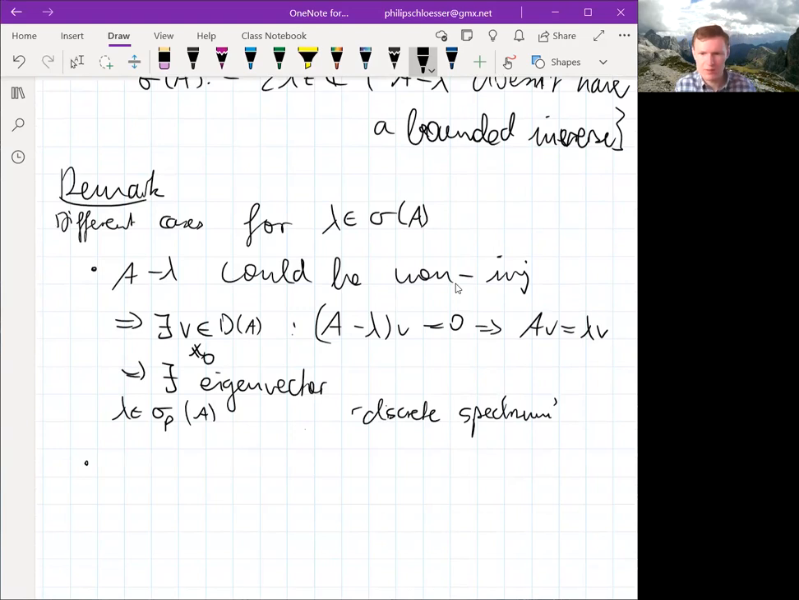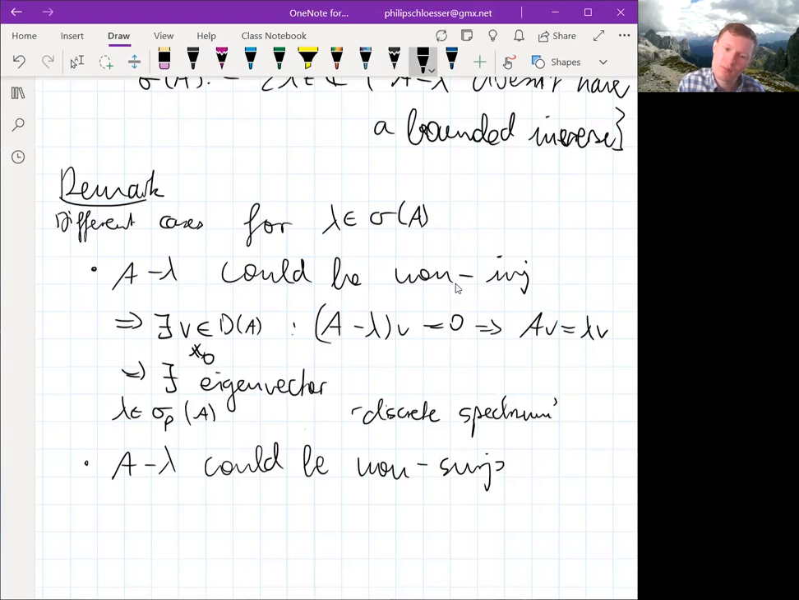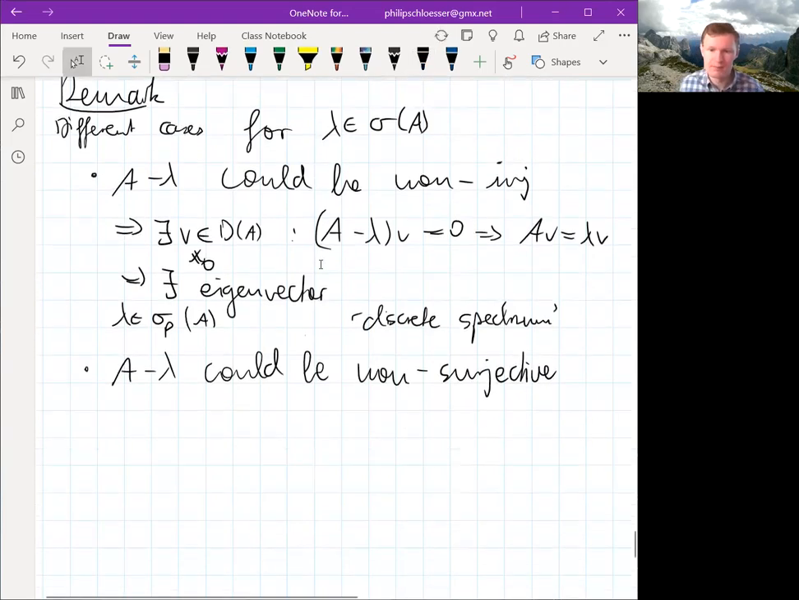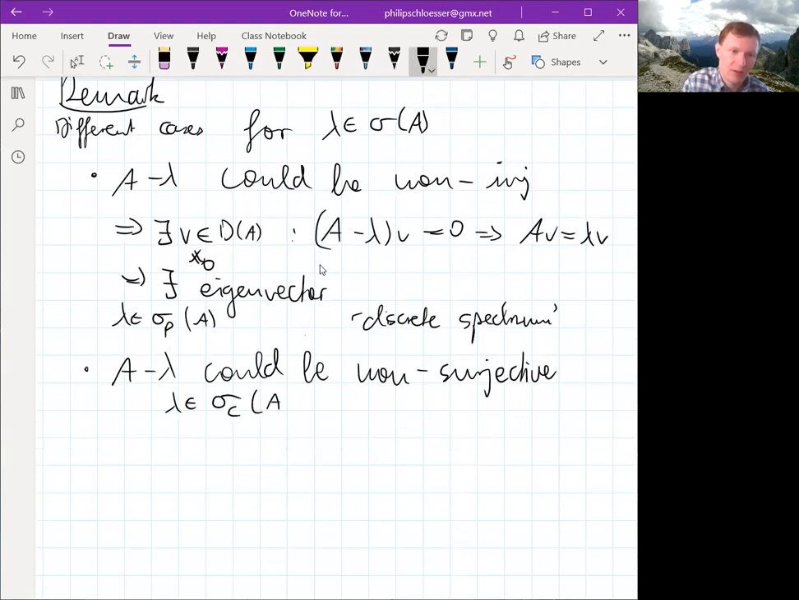Then the second thing that could be the case: A minus lambda could be non-surjective. In that case, we say lambda is contained in the continuous spectrum of A.